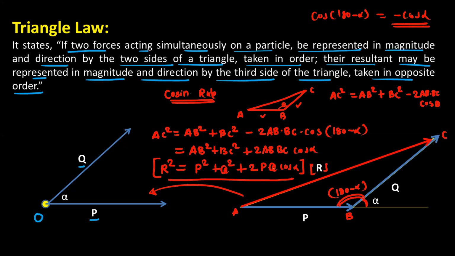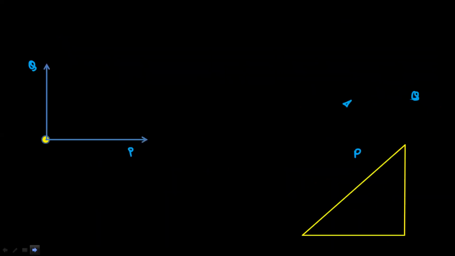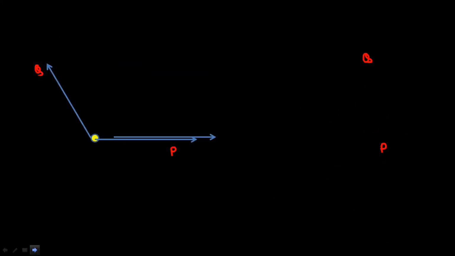But in case of the triangle law, we must remember this cosine rule. So the basic is the cosine rule, and finally we get the same formula as that of the law of parallelogram. Okay. So let us see how to solve the problem by using the law of triangle. We will solve the same problem by using the law of triangle.